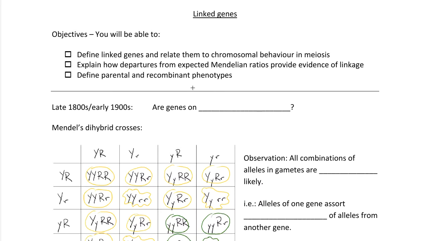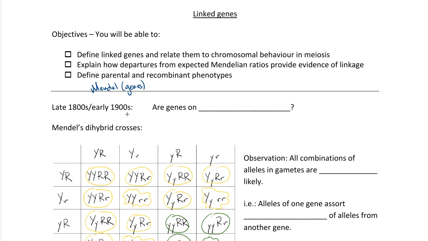This lesson's about linked genes, and here are your objectives. Mendel did his work on heritable factors, what we would now call genes, in the mid-1800s. And although his work was initially forgotten, it was rediscovered in the early 1900s.